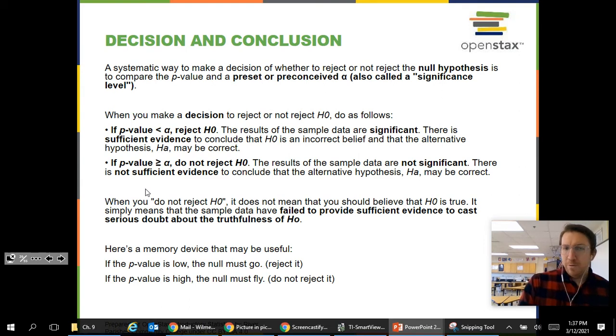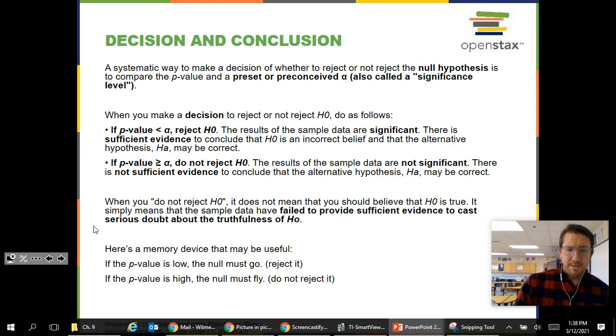So one quick important point, when we do not reject the null hypothesis, it doesn't mean we've proved the null hypothesis is true. It simply says that we haven't provided evidence to cast doubt on the truthfulness of the null hypothesis. So we haven't proven it, we just can't reject it.